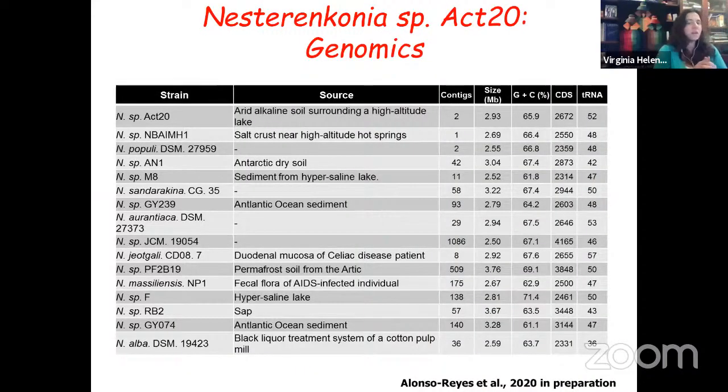So then, with all this information, we went to the genome to try to understand better this UV resistance. So this table is to compare the characteristics of the Act20 genome with respect to the other genomes that are published. In general, Act20 has the average size of the Nesterenkonia genomes, around 3 Mb, average GC content, and the average number of coding DNA sequences.